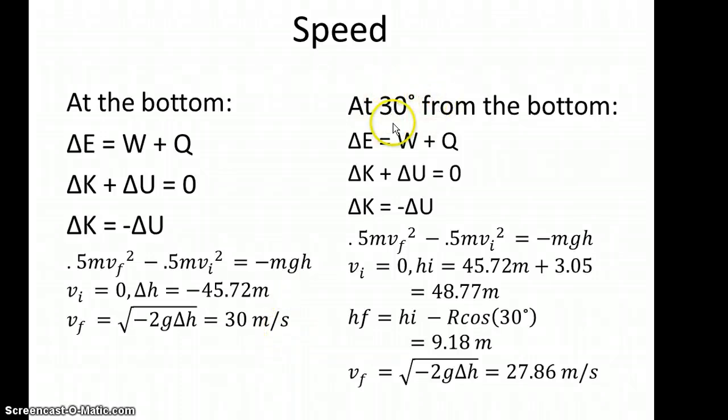At 30 degrees from the bottom, we use the same principles as before, but this time for the height, we find that the initial height is equal to the length of the rope plus the distance of the jumper from the ground at the bottom of the jump, which is equal to 48.77 meters. Also, the final height is equal to the initial height minus r cosine 30, and we find that it is equal to 9.18 meters. We find that the final velocity is equal to 27.86 meters per second at 30 degrees from the bottom.